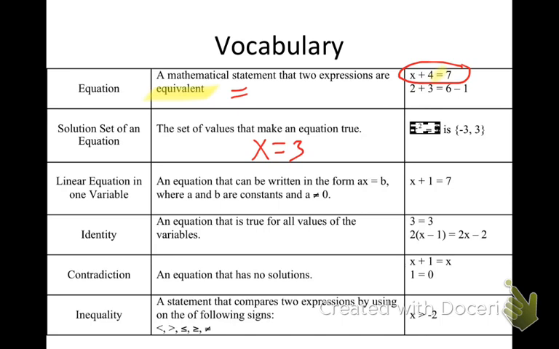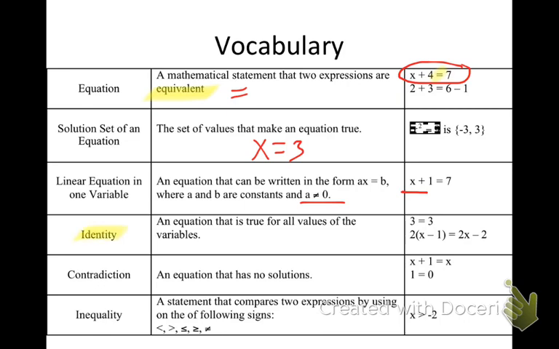Linear equation in one variable. A linear equation is an equation that can be written in the form ax equals b, where a and b are constants and a does not equal 0. Essentially, a linear equation just means that you have a linear x, so you have a singular x there.